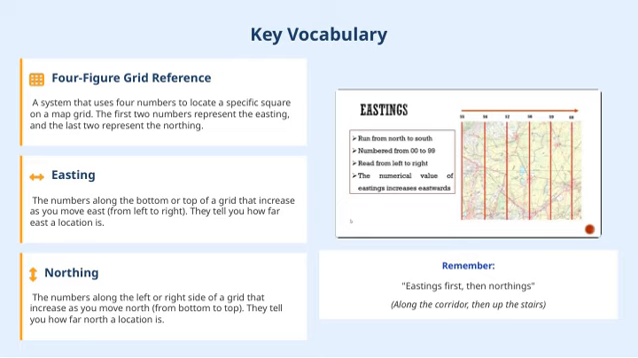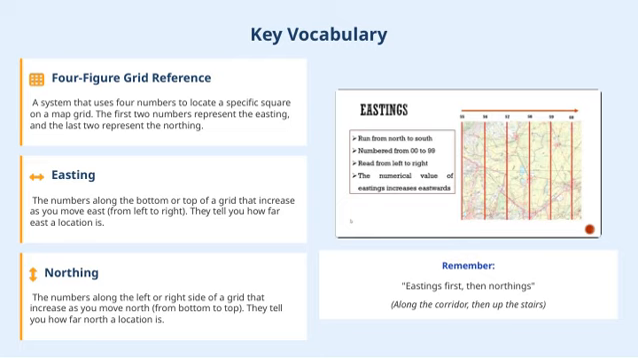Now, moving on to easting. These are the numbers along the bottom or top of the grid, and they increase as you move east, from left to right. Think of them as how far you've traveled eastward from a starting point. Next is northing. These are the numbers along the sides of the grid, and they increase as you go north, from bottom to top. They tell you how far north a place is on the map.